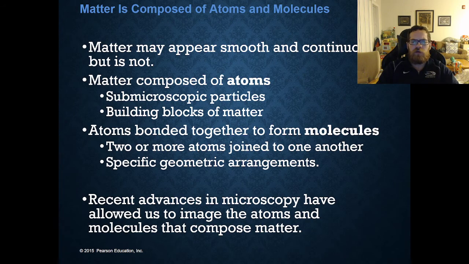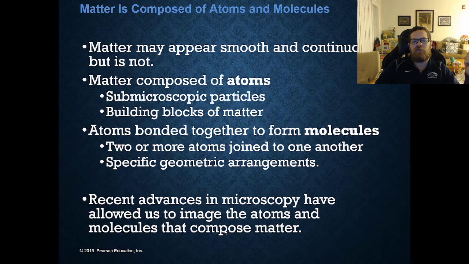Matter often appears smooth and continuous. It's not. This is because matter is composed of atoms. Atoms are something we call submicroscopic. So microscopic would mean you can see it with a microscope, right? Submicroscopic means it is so small you can't see it with a microscope. Atoms are the building blocks of all matter.